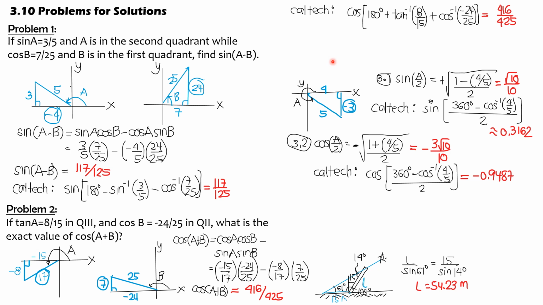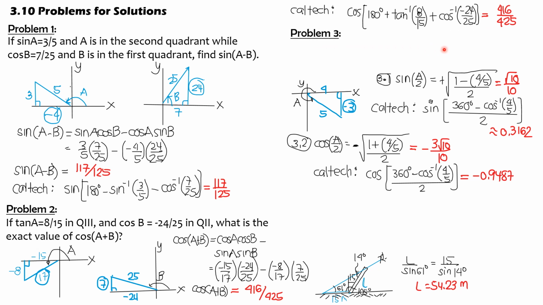Now for the calculator technique, you have to anticipate that angle A is 180 degrees plus this angle here. So 180 degrees plus inverse tangent of 8 over 15, you just treat everything as positive. Then plus inverse cosine of negative 24 over 25, it will give us an obtuse angle, this obtuse angle here. Then natural display, of course, press equals, 416 over 425 also.